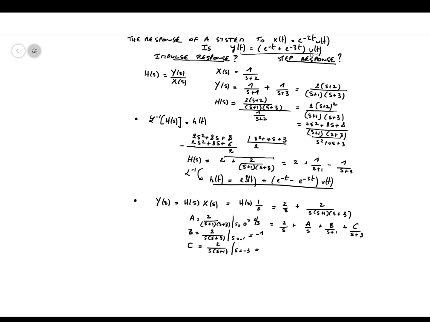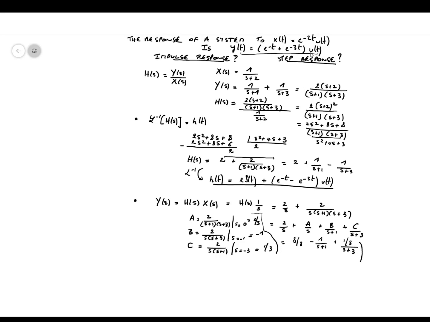And this will be 1/3. Okay, so we have here a 2 and a 2/3, so let's make some order over here. If we put these two together, it will be 8/3 minus 1 over s plus 1 plus 1/3 over s plus 3, right?